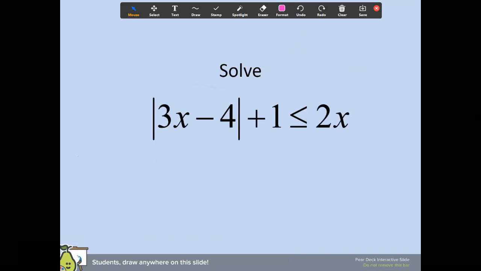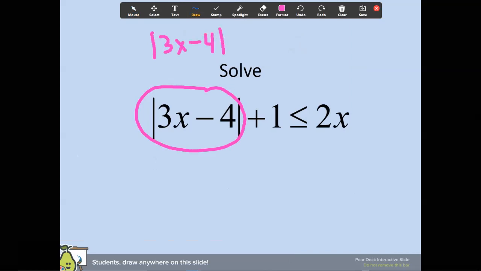First thing I want to do is get my absolute value isolated. I'm going to write it above, just to give myself some more space. So that's going to be 3x minus 4. I'm going to be subtracting 1, and so I get 2x minus 1. This is going to be the absolute value inequality that I'm going to be solving. So I am going to write my two equations.